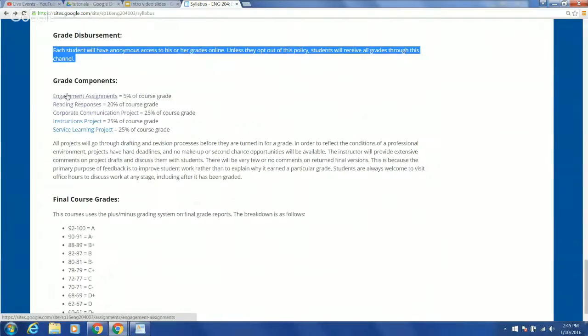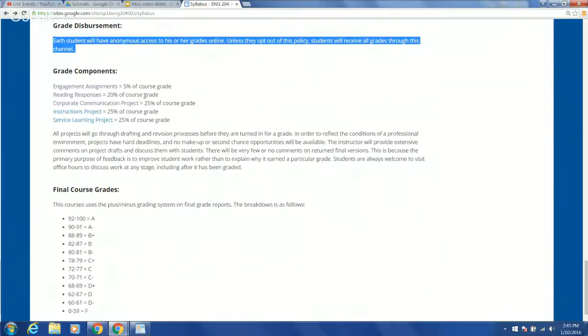We've got engagement assignments, which we'll look at in just a second. Reading responses, those are quizzes and responses pertaining to our reading material. And then 3 main projects, the corporate communication project, the instruction project, and the service learning project. Those are each 25%, responses are 20, and engagement assignments are 5. That's it. There's no exams or participation or whatever.